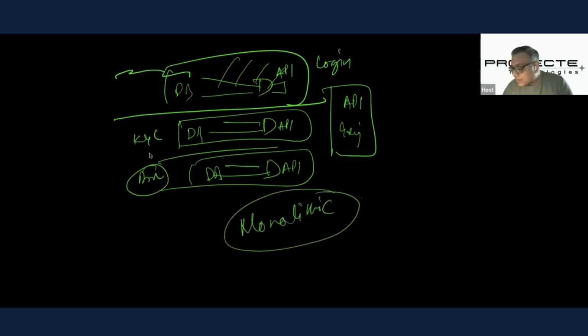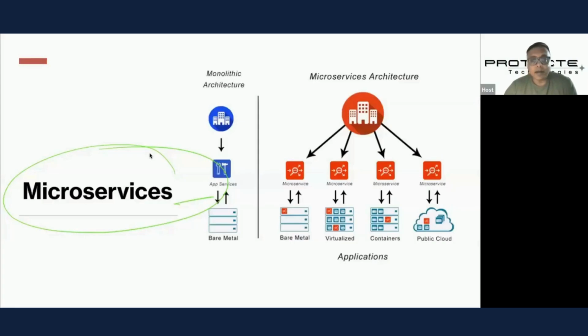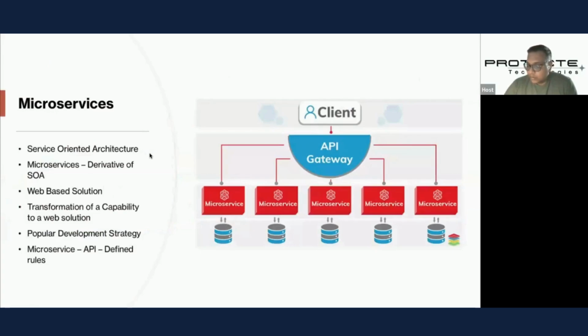Now you have something called service-oriented architecture, and microservices are part of a service-oriented architecture. Okay, right. So microservices are controlled by something called an API gateway. An API gateway is nothing but a gatekeeper. It's a gateway.